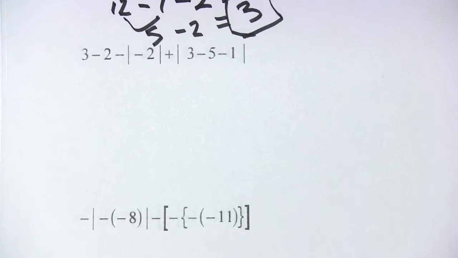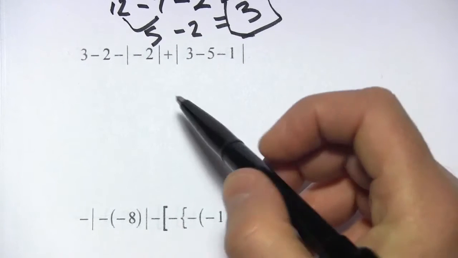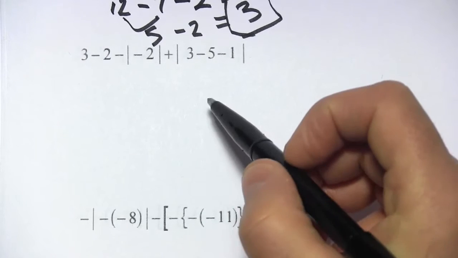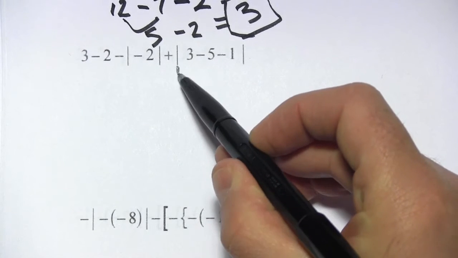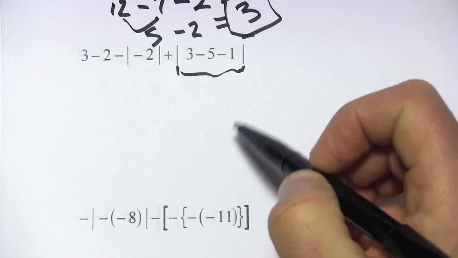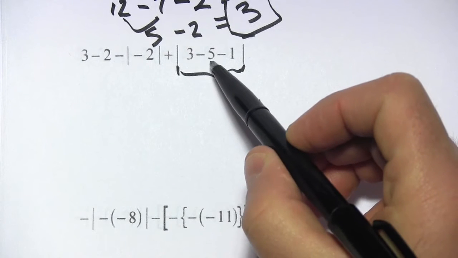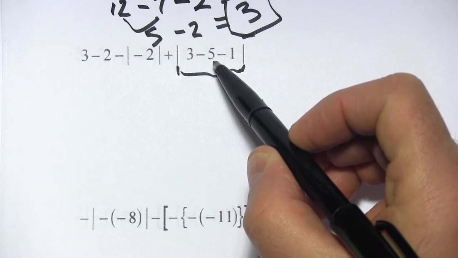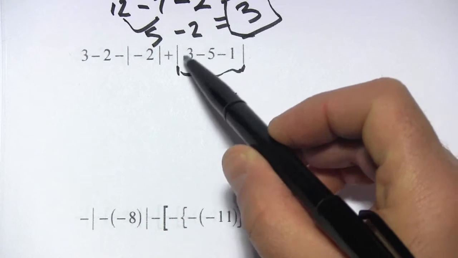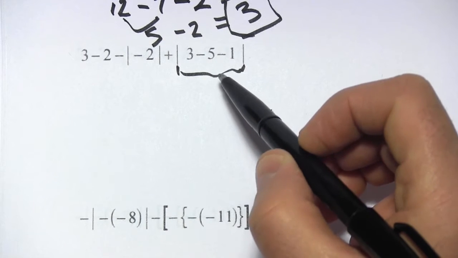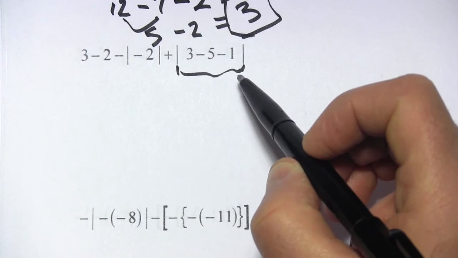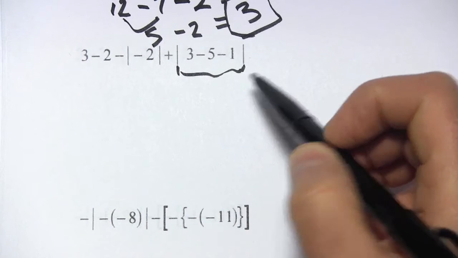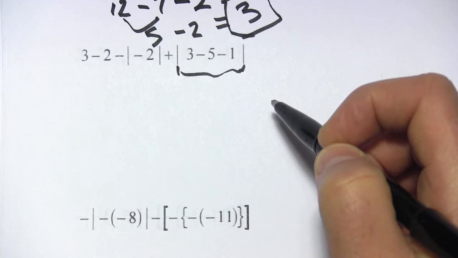Let's try another one. Maybe this one's a little bit more challenging. So first, I usually look for these absolute value symbols. This one has got some calculations to do inside it. We have 3 minus 5. Let's see, that would be a -2 minus 1. I think this comes out to a -3. You can double check that on your calculator if you're not sure. Just punch in 3 minus 5 minus 1. You should get a -3.